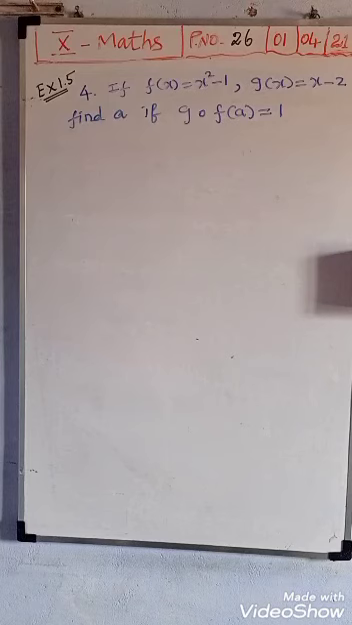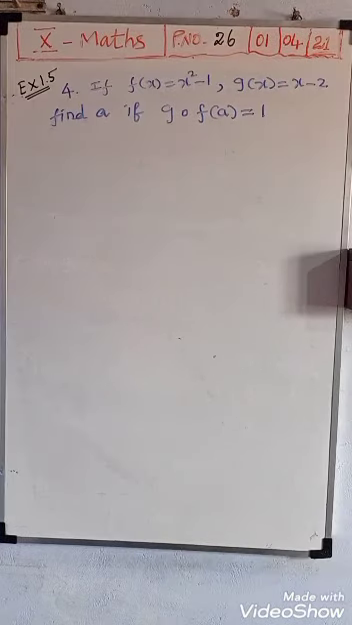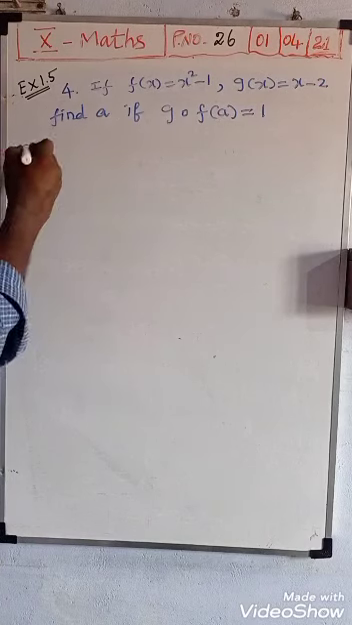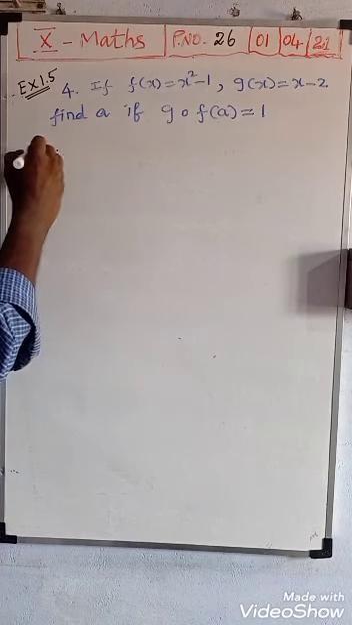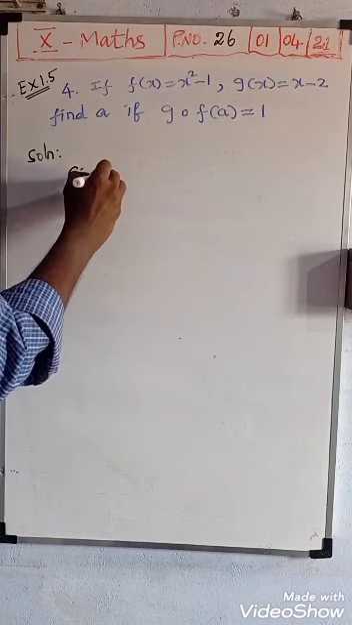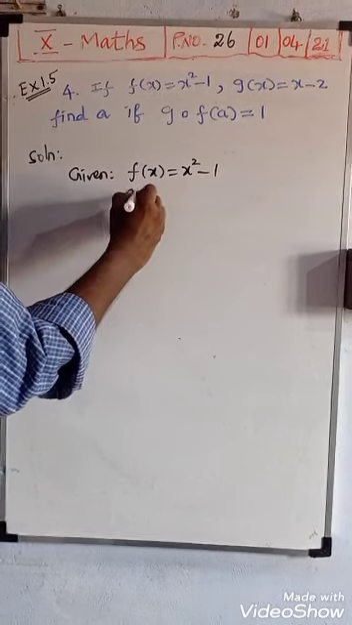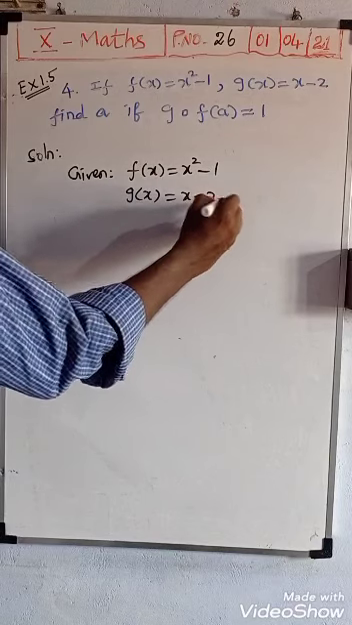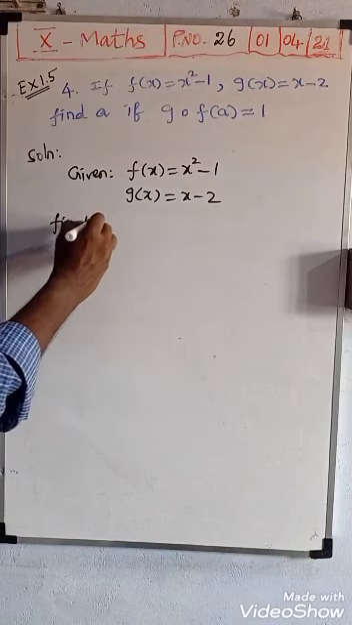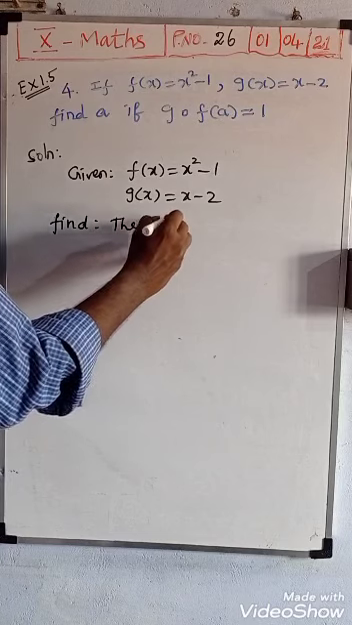That's all. Next, see the fourth one. If f of x is given as x square minus 1, g of x is x minus 2, find the value of a. If the condition is given, G composition f of a is equal to 1. See the solution. First, given f of x is x square minus 1, then g of x is x minus 2. We want to find the value of a.